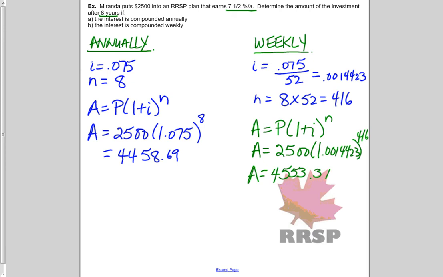So $100 more or less extra by compounding weekly, which doesn't seem like a lot, but if it were something like a mortgage, it could make a significant difference.